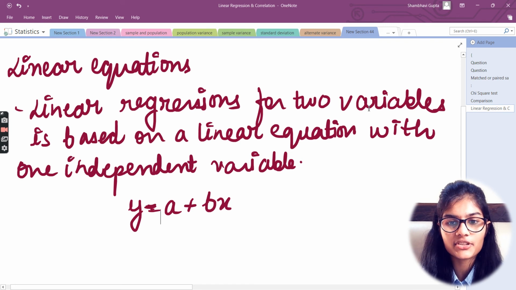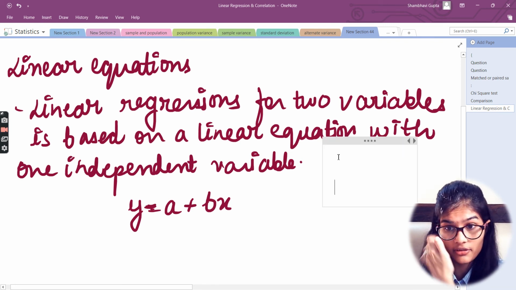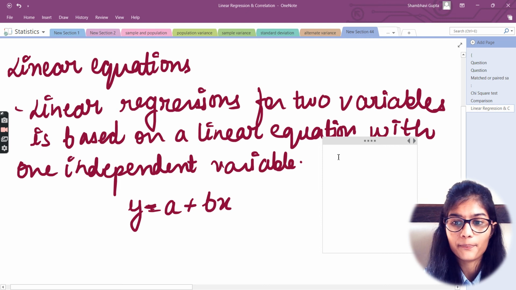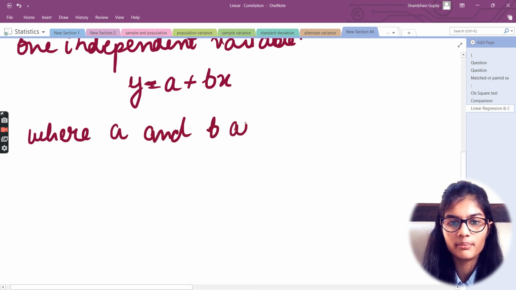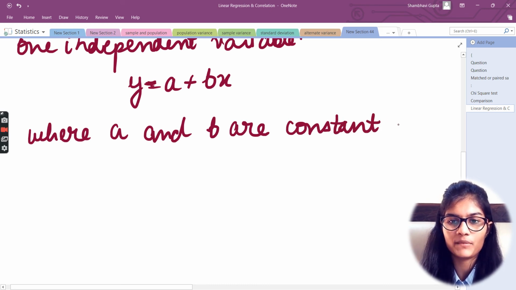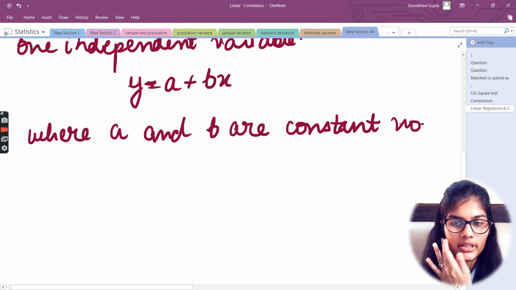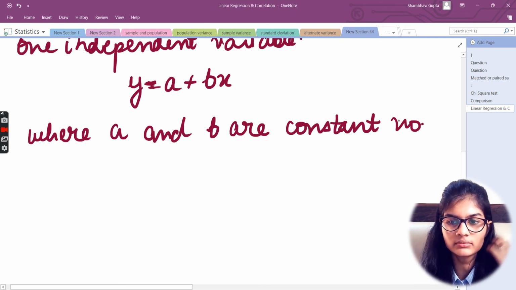Now, let me just come down here, get some space for me to write. Now I will be seeing some more things, the values of a and b which I'm having here. So I could simply write here that a and b are constant numbers, right? The constant numbers which we are having. So that is the a and b.